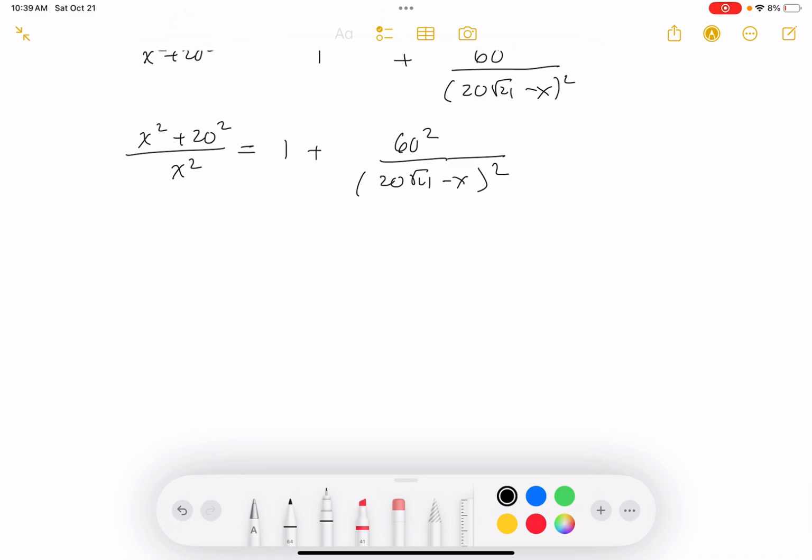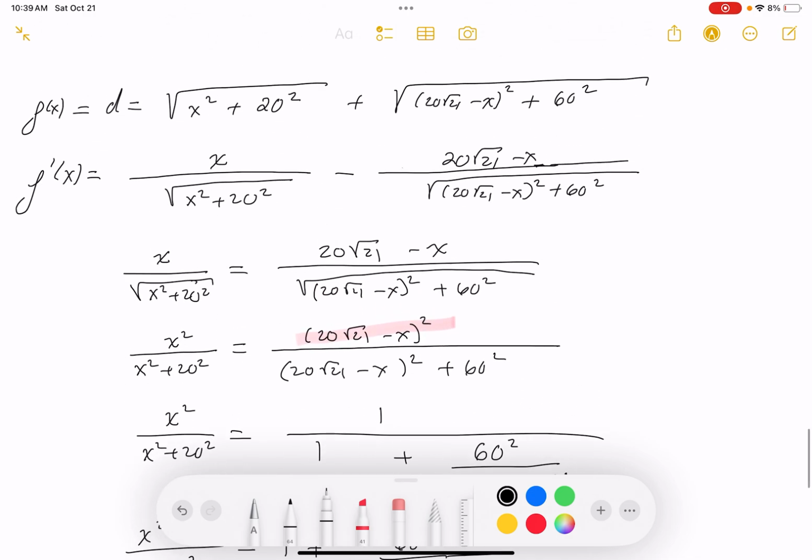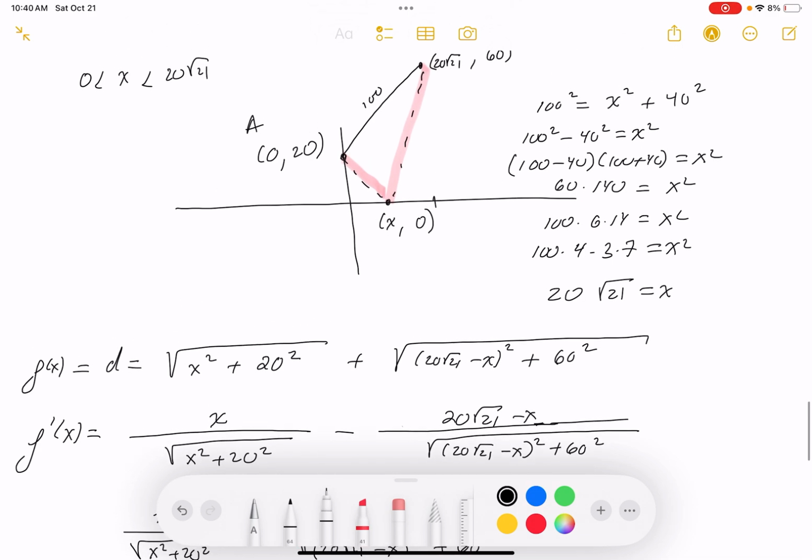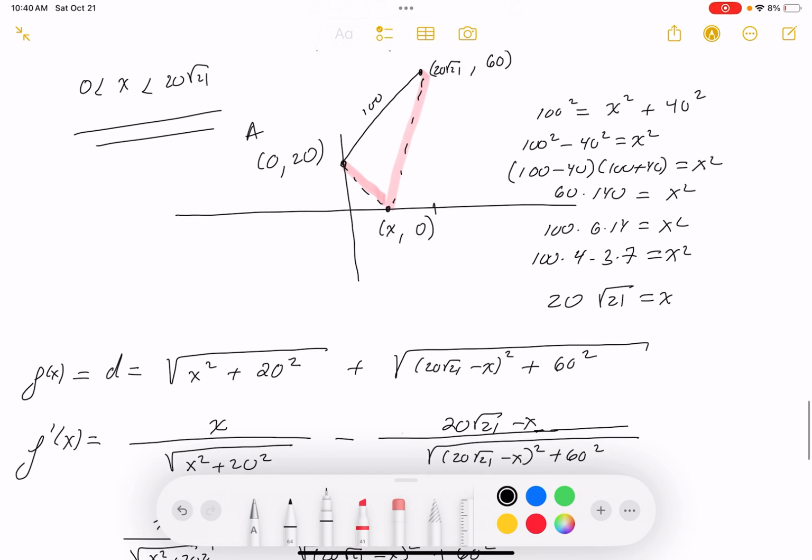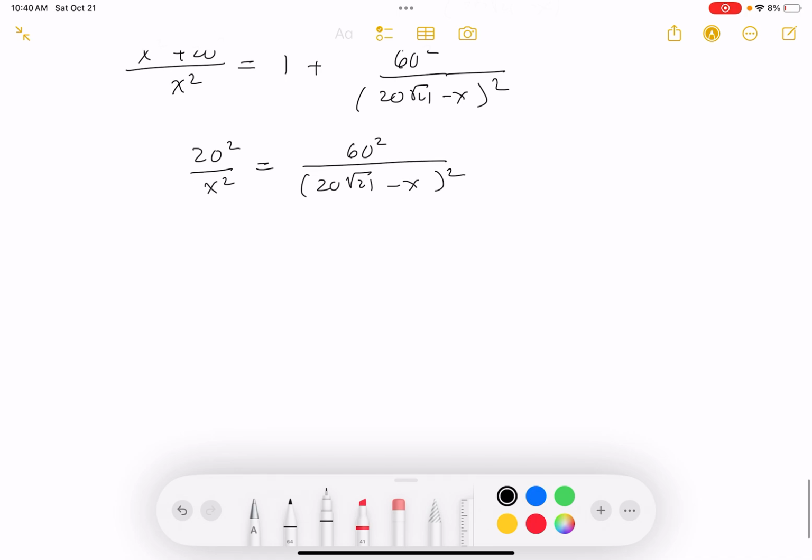You may have to take a moment to think about that. You'd be left with 20 squared over x squared is equal to 60 squared over (20 root 21 minus x) quantity squared. And like squares all over the place. So what I'm going to do now is, and again, I'm pretty comfortable manipulating this thing pretty quickly because I know this is going to be held over here. At least look at my picture.